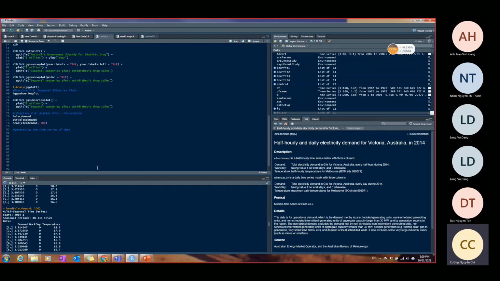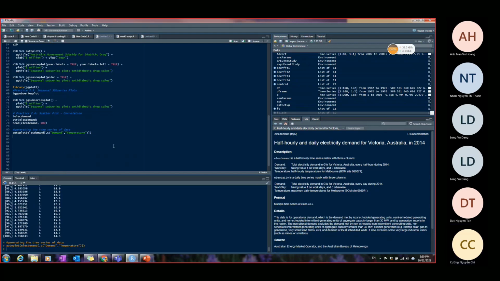So I want to see both of them in the data. First of all, we're going to generate the autoplot, the time series plot. I have to clarify what data I will put in, the electric demand, and I want to use it for all the data indexing. So I want the demand variable and the temperature variable. I put them in with c, first the demand, second the temperature. And if you just automatically generate everything like this, the graph will look like this.